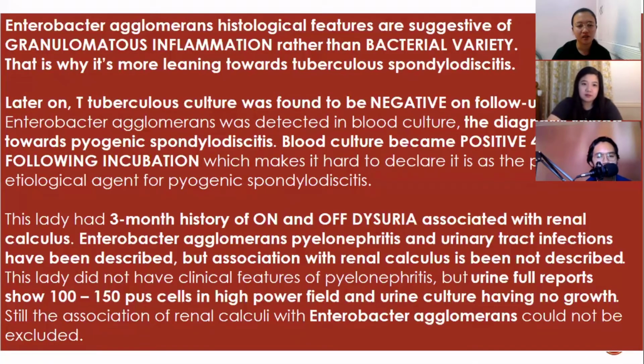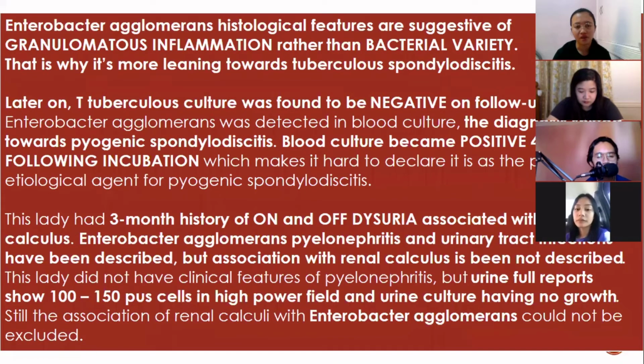This lady did not have clinical features of pyelonephritis, but the urine full report showed 100 pus cells per high power field, and the urine culture had no growth. Still, the association of renal calculi with Enterobacter agglomerans could not be excluded.